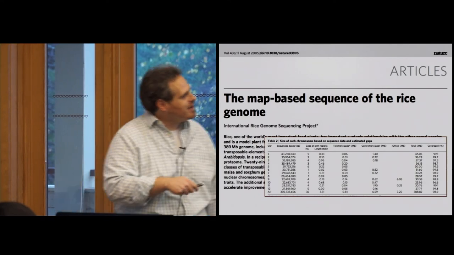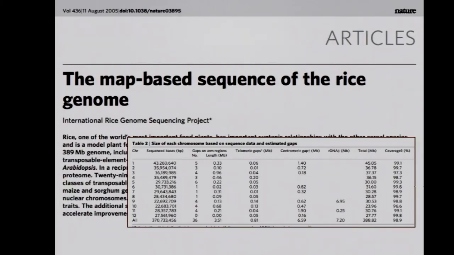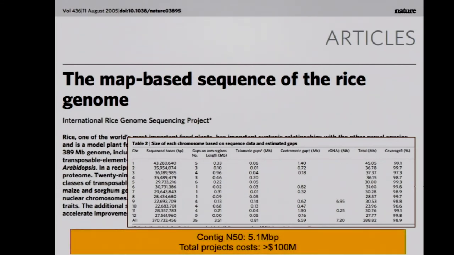I love that in this table, they have each chromosome to the base pair of how long they are. They count exactly the number of gaps. There's 36 gaps in the sequence. And they talk about how much of this represents. Insanely high quality, right? For a genome that's 400 megabases, they put a lot of time and effort. And in fact, they put a ton of money also into this project. Even for a 400 megabase pair genome 10 years ago, this was on the order of a $100 million project to be able to accomplish this, to get a contig N50 size of about 5 megabases.